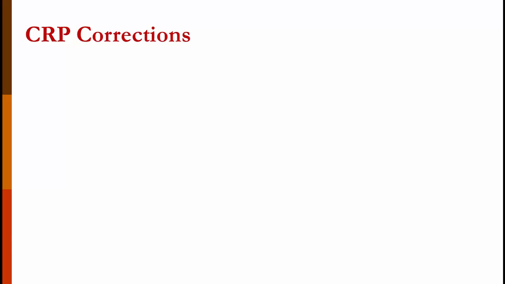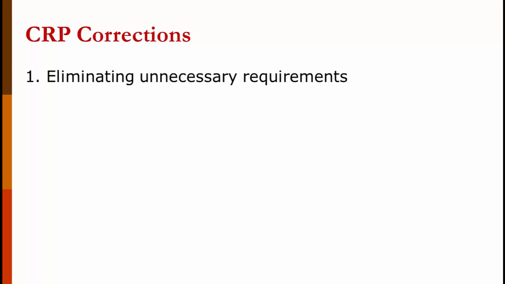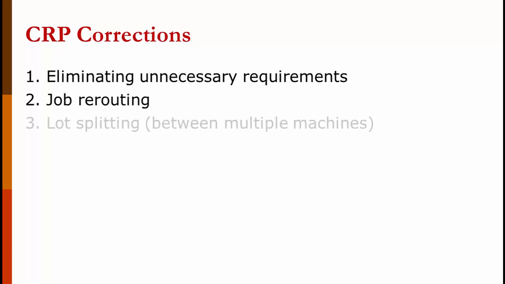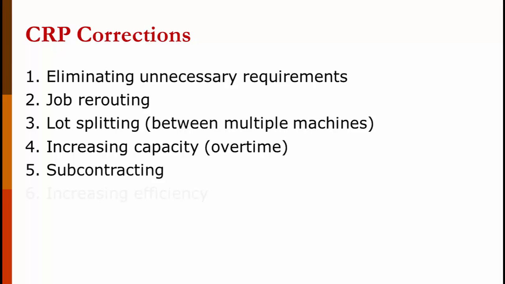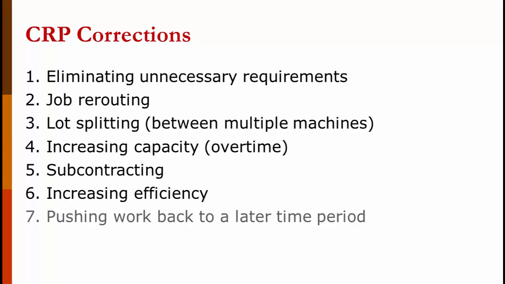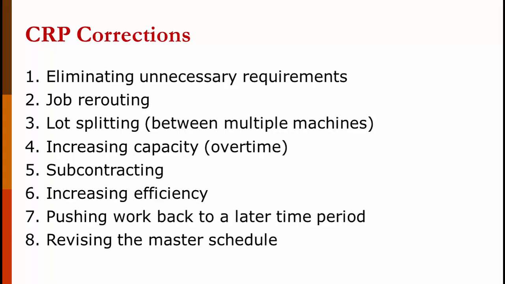We're going to talk about 8 possible capacity requirements planning corrections. 1. Eliminating unnecessary requirements. 2. Job rerouting. 3. Lot splitting. 4. Increasing capacity. 5. Subcontracting. 6. Increasing efficiency. 7. Pushing work back to a later time period. And 8. Revising the master schedule.